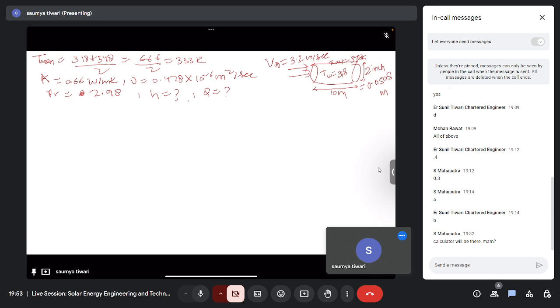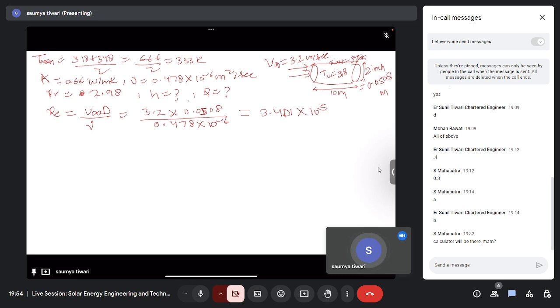We know that it's a case of forced convection, so the Reynolds number will be calculated as Vd by nu. We know the velocity, it is 3.2. We know the diameter, it is 0.0508 in meters, converting inch into meter, and your viscosity is 0.478 into 10 to the power minus 6. The value that I have got is 3.41401 into 10 to the power 5. This is your Reynolds number.